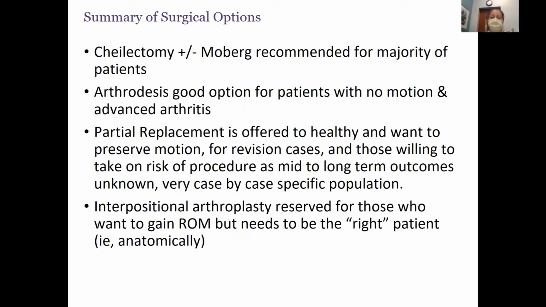The fusion is a great option for patients who have limited motion or an advanced arthritis. The partial replacement is offered for healthy individuals who want to preserve motion, can also be used for revision cases, and also those that are very willing and understanding that this may be a stepping stone before they need a fusion later on. And once again, that interpositional arthroplasty, that's reserved for a very select patient population. And once again, I'm not performing that procedure anymore at this point in time. But I am revising them as needed or as they come to see me.